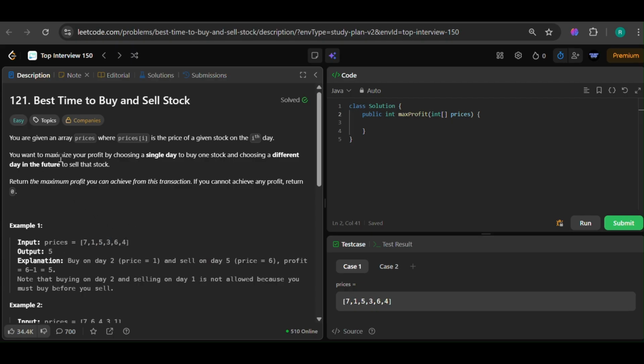In this question, we are asked to choose a single day to buy the stock and choose a different day in the future to sell the stock. We must choose a day where we want to buy the stock, and another day on which we will sell that stock. At the end, we return the maximum profit that we can achieve from a transaction. Let's start solving.